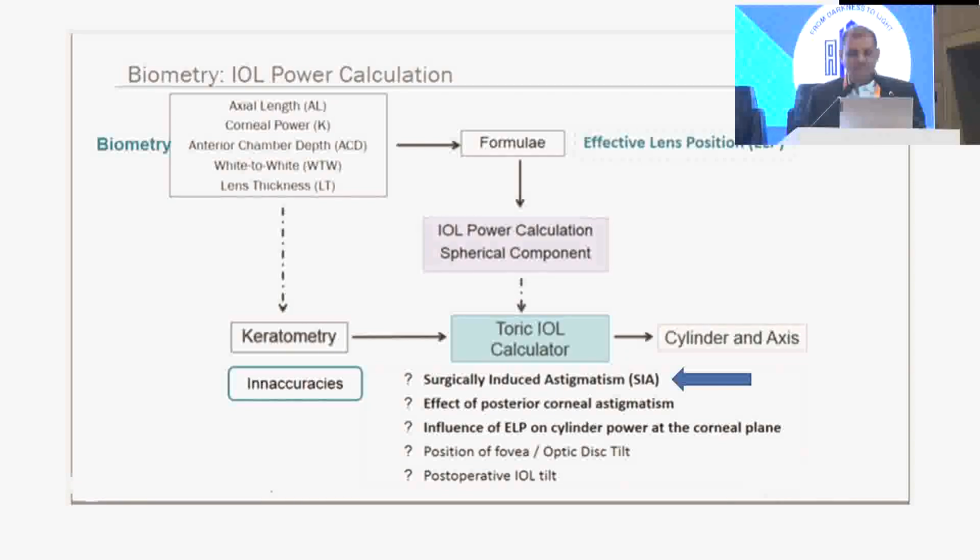The inaccuracies we have start with the surgical astigmatism calculation, where we still have no definitive criteria. Then there is the effect of posterior corneal astigmatism, which varies in different eyes. Then the influence of effective lens position on cylindrical power at the corneal plane, which has to be very well understood and incorporated in the toric calculators. A few things are coming up: the optic disc tilt factor, and the new thing being built into toric calculators, the postoperative IOL tilt factor. We'll go into detail on each of them.